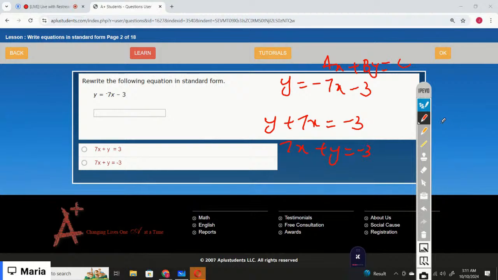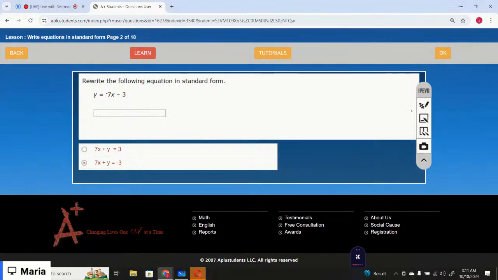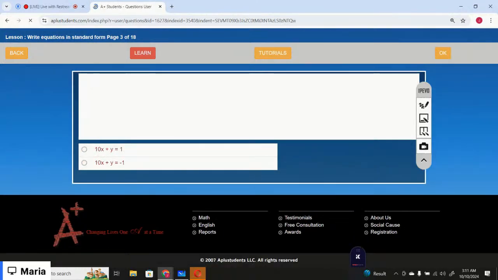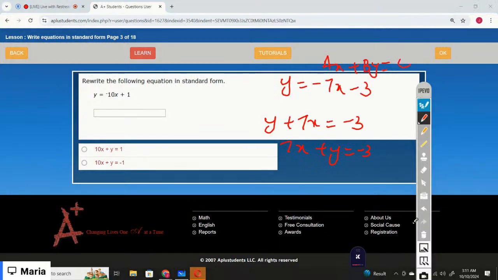One is the correct option, that is 7x plus y equals negative 3. Option number 2 is the correct option, right? Okay, the next one is rewrite the following equation in standard form. So you need to rewrite this equation in standard form. So which is the correct option?